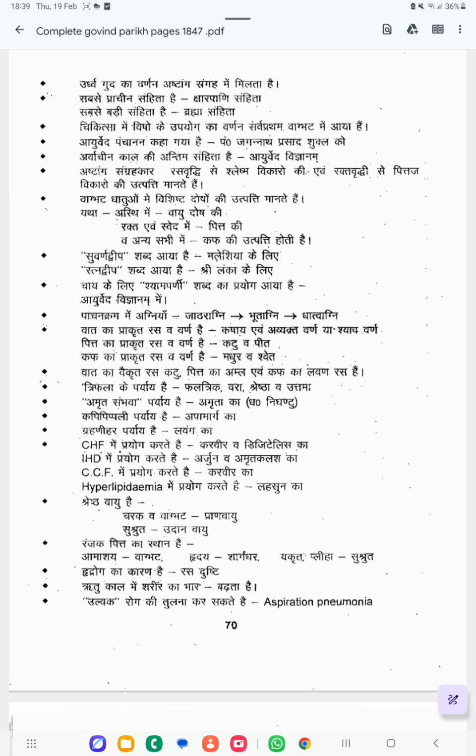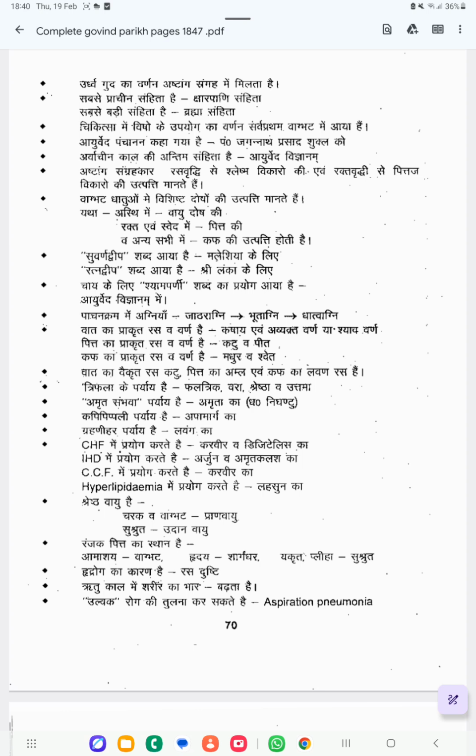वाग्भटा धातुओं में विशिष्ट दोषों की उत्पत्ति मानते हैं. So Vagbhata is telling that from the dhatus, doshas are originating. For example, from asthi dhatu Vata dosha is getting, from rakta and sveda Pitta dosha is originating, and from the rest of the other dhatus Kapha dosha will be getting, like Ashraya Ashrayi bhava. From asthi it is Ashraya to Vata dosha, rakta and sveda is Ashraya to Pitta dosha, and the rest of the other dhatus are responsible for the formation of Kapha dosha. This is how the doshas are forming in the body from the dhatus according to Vagbhata.